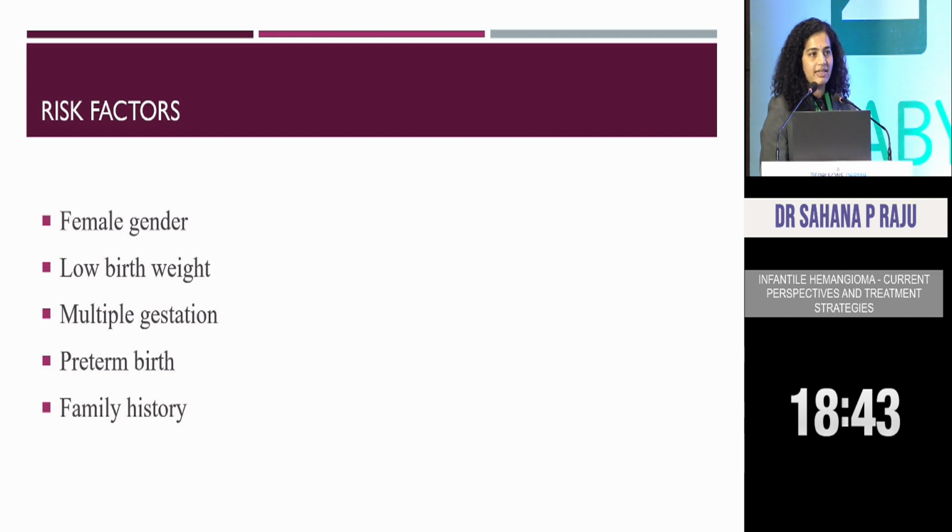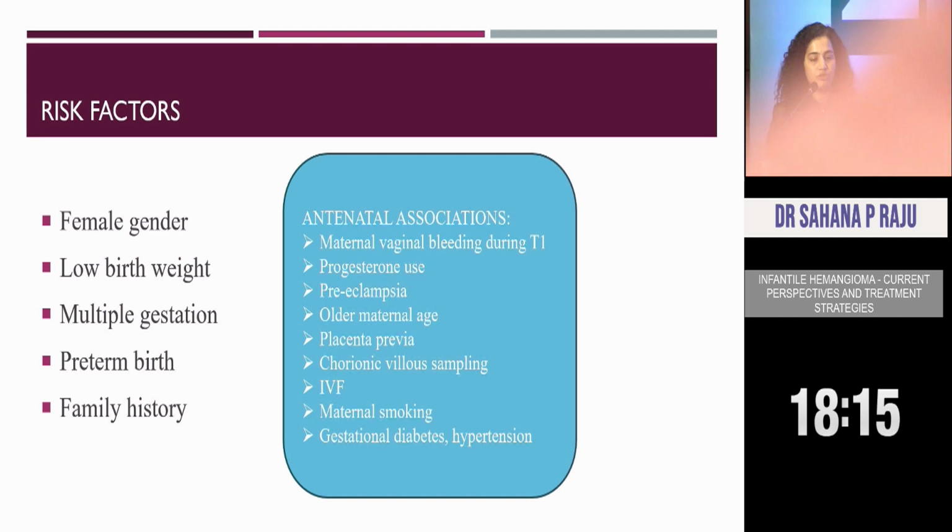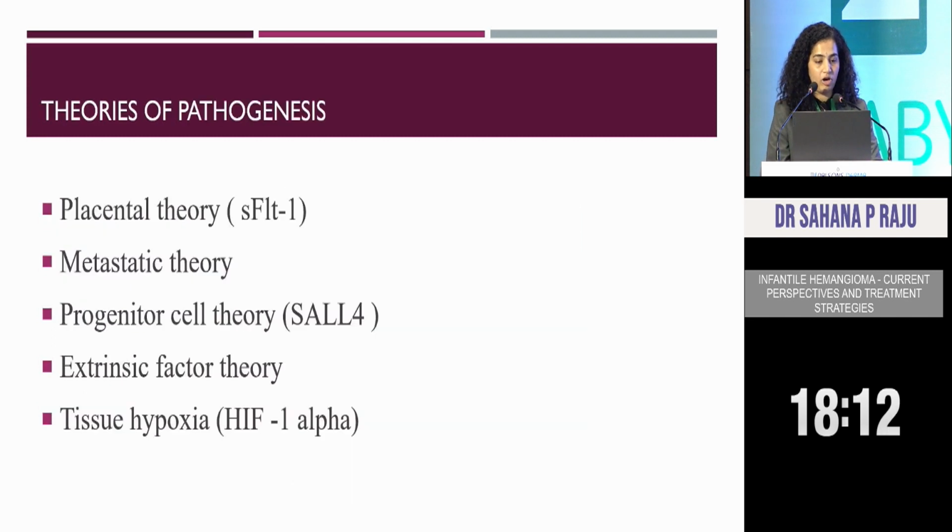These are the risk factors. There are certain infants who are predisposed to the development of infantile hemangioma: female, with low birth weight, preterm history, and a family history. There are a lot of antenatal risk factors as well, like the use of chorionic villus sampling, in vitro fertilization, and maternal risk factors like gestational diabetes and hypertension. The reason why all these are associated with the formation of an infantile hemangioma is they cause placental hypoxia, which leads to fetal hypoxia. This is a very common theory which can explain the development of infantile hemangiomas.